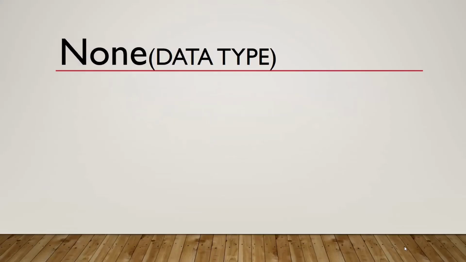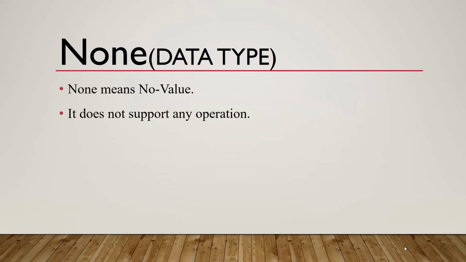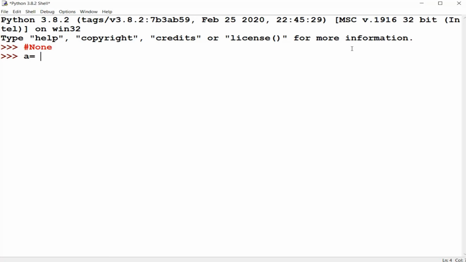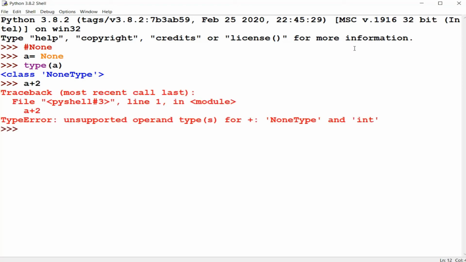Now, what is the None data type? None is basically a special data type which refers to no value. That means if we do not have any value to place in a variable, we can use the None data type. None data type does not support any operation, and the value of None is neither 0 nor False. That is, None is not having any value like 0 and False, so we cannot perform any operation on the basis of 0 or False on None values.